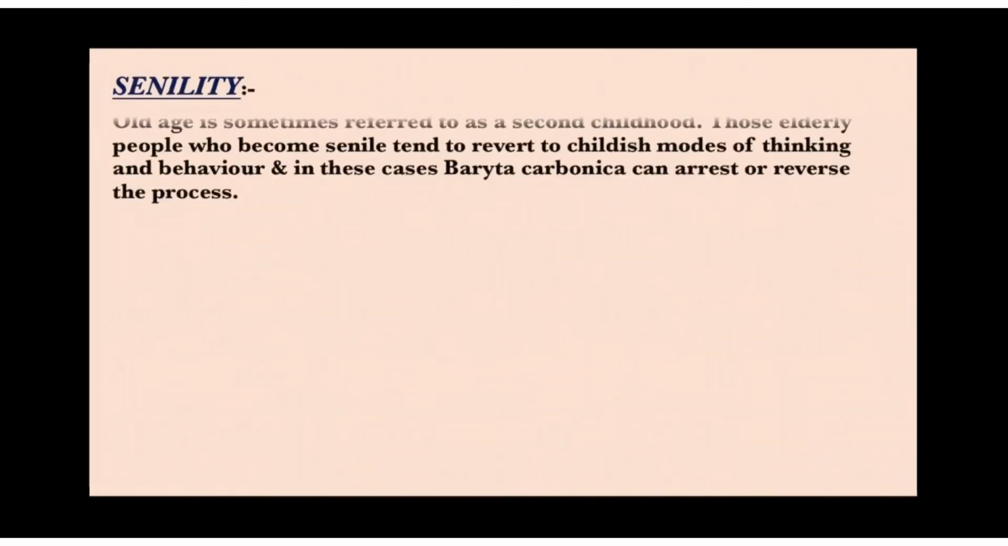Next, there is senility. Old age is sometimes referred to as a second childhood. Those elderly people who become senile tend to revert to childish modes of thinking and behavior, and in these cases, Baryta carb can arrest or reverse the process.